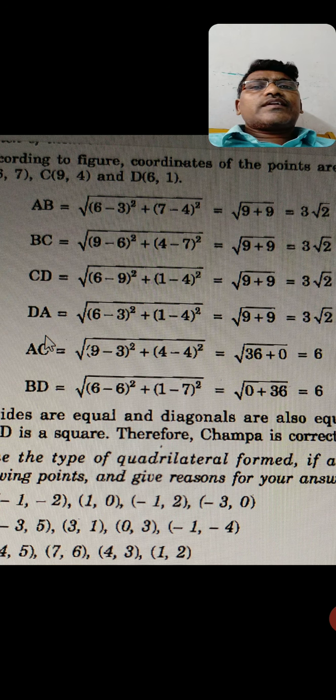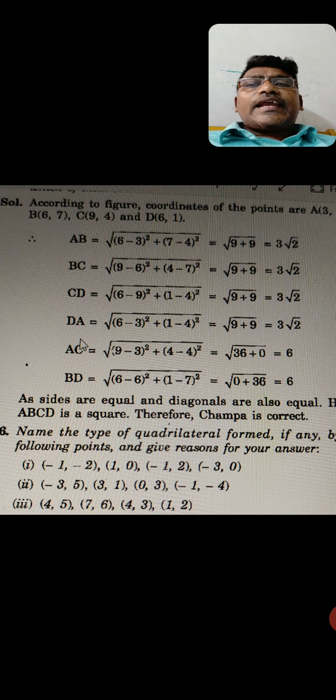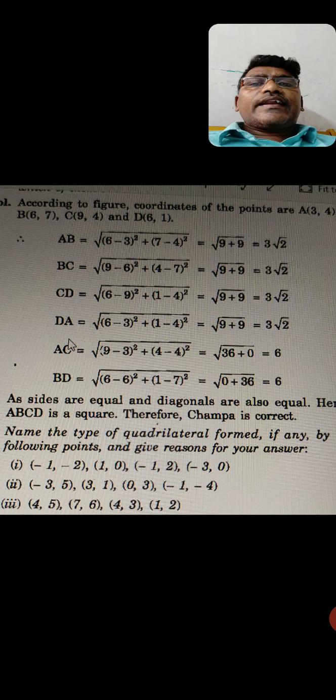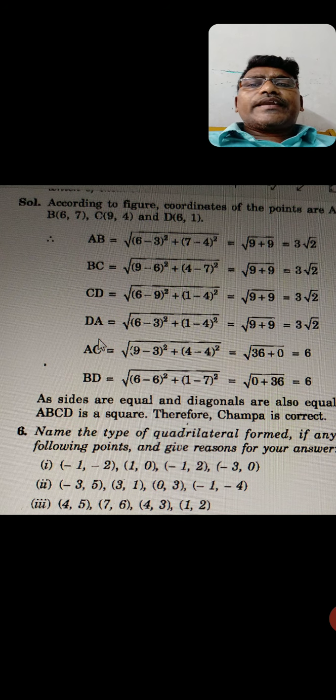AC, we got it as 6, AC is the diagonal. BD is also 6. I mean the lengths of the diagonals are also equal and all sides are equal. By these two properties we are going to decide that the four students seated on the benches in the class are in the form of a square. As the sides are equal and the diagonals are also equal, ABCD is a square. Therefore Champa is correct.